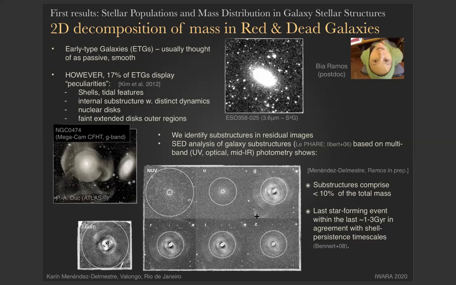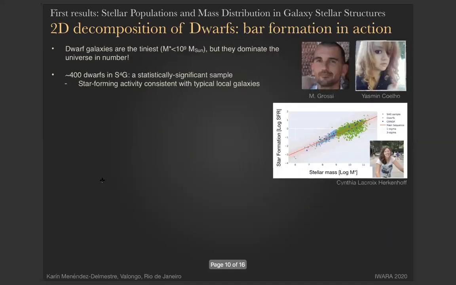And what we find is that less than 10% of the total mass of the galaxy is contained in these shells, as you can see here. So all of these shells are not associated with active star formation, but they are consistent with the persistence of shells associated to a star formation event that happened 1 to 3 billion years ago. So this is very nice work that we should be publishing at some point soon. So stay tuned for that.